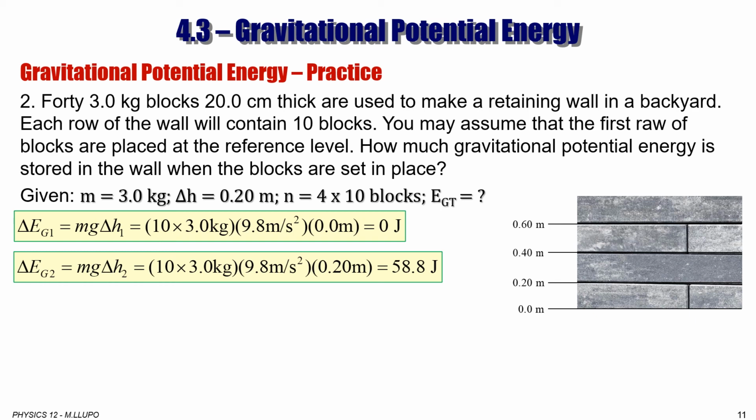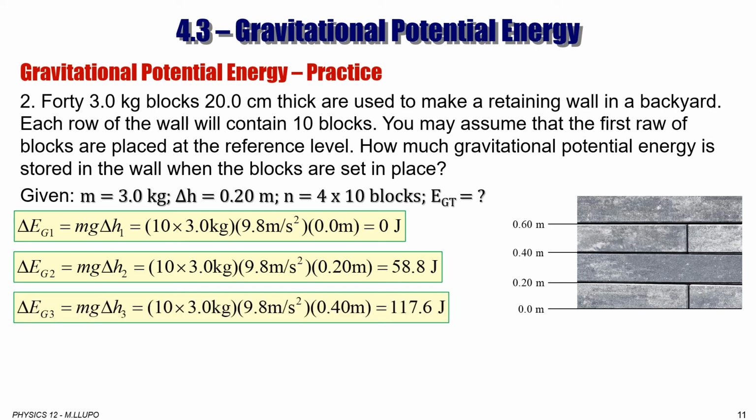Next one, same formula, mg delta h2. Now we have another set of 10 blocks times 3 kilogram times 9.8 meter per second squared. But now those blocks are placed on top of the first layer, first row. So if they fall down to the reference level, they'll fall from 0.20 meter. So the change in height is 0.20 meter, and that will give you 58.8 joule.